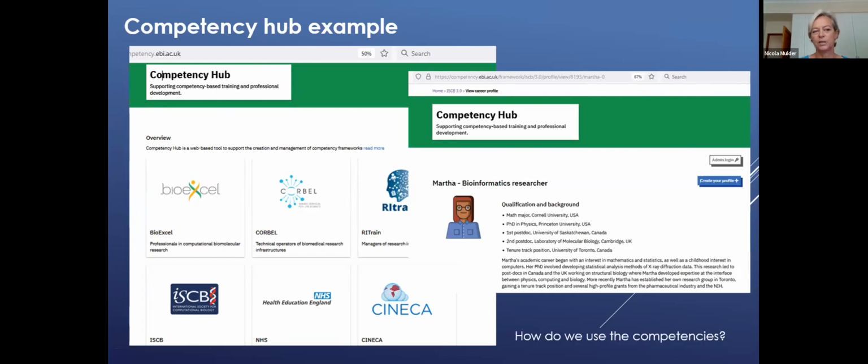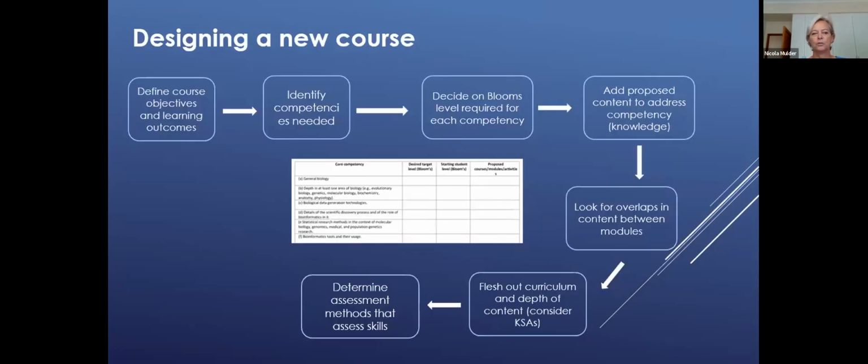So how do we use the competencies? There are two main purposes. One is to design a new course. This is where you define your course objectives and learning outcomes, which helps you identify what competencies you need. Then you refer to the ISCB competency list and say, my course is designed to provide the following competencies. That will tell you what knowledge you need to include in your content, and what skills you need to include perhaps in your practical sessions.